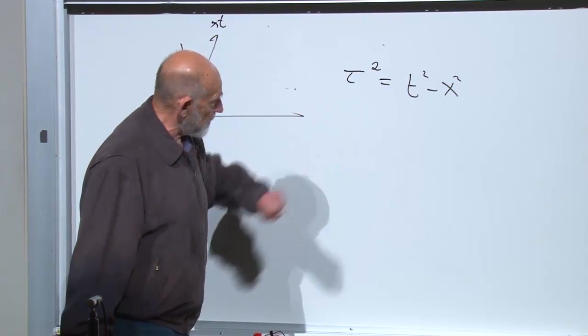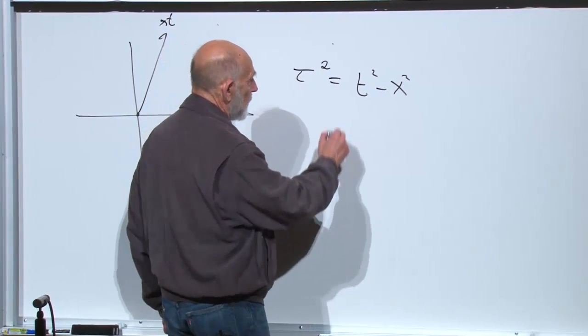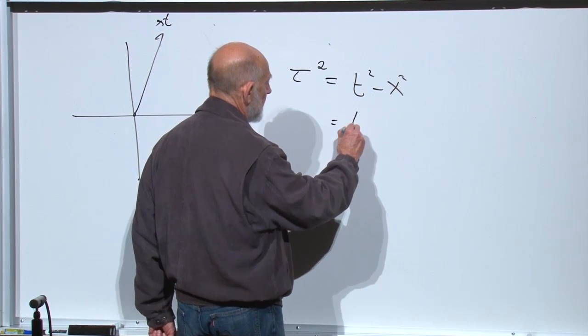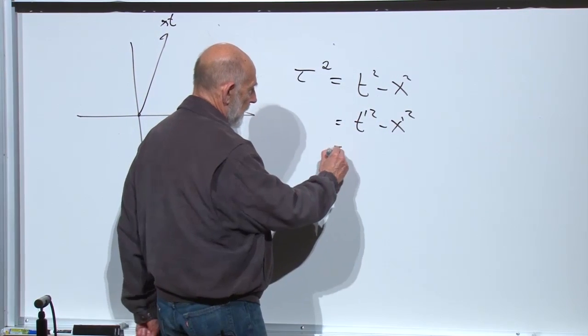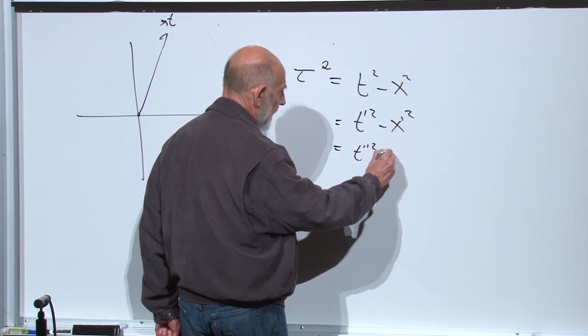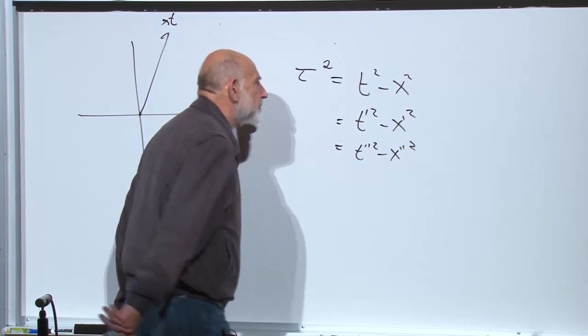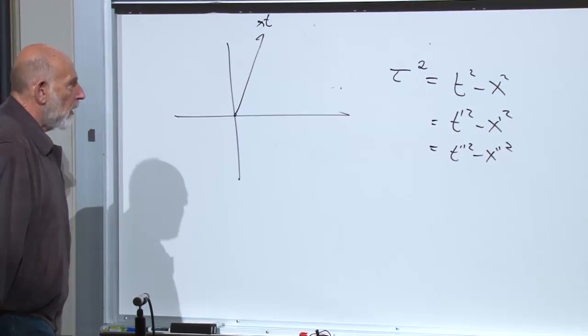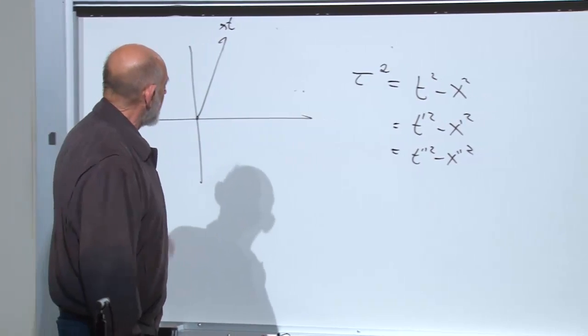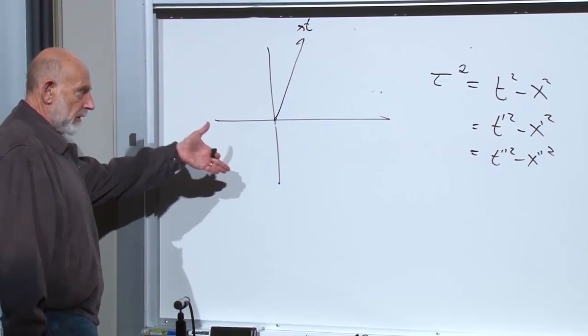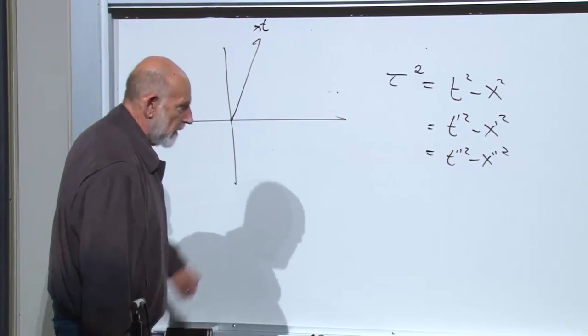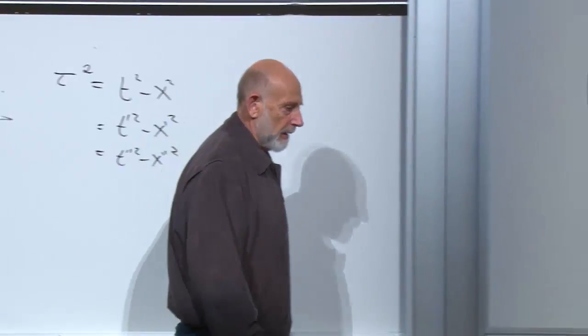If the reference frame is moving, then we would use prime coordinates, but the same quantity here is t prime squared minus x prime squared. It's also equal to t double prime squared minus x double prime squared. It's an invariant. All observers agree on the value of this interval between here and here. They don't agree about the coordinates themselves, but they agree about this notion of proper time.